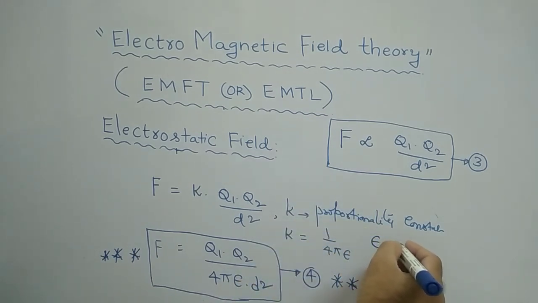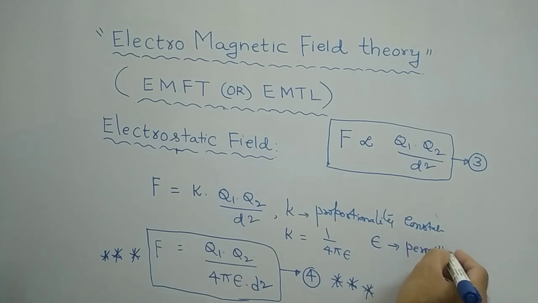Epsilon is called permittivity, and also called the dielectric constant.